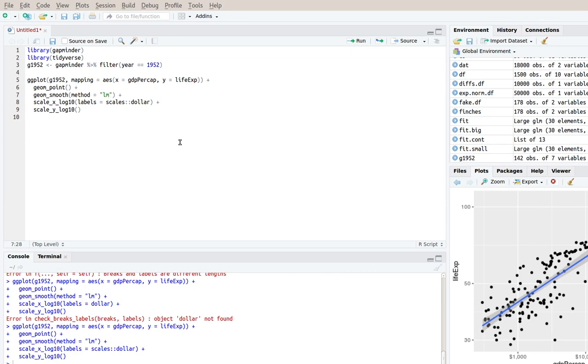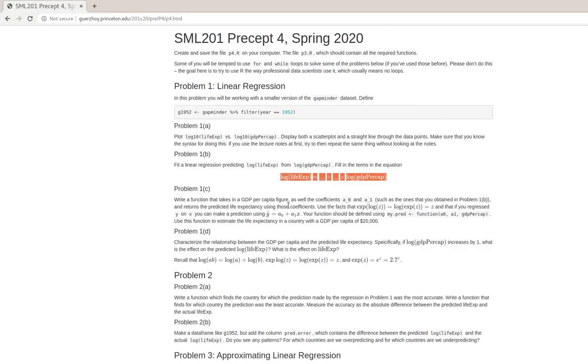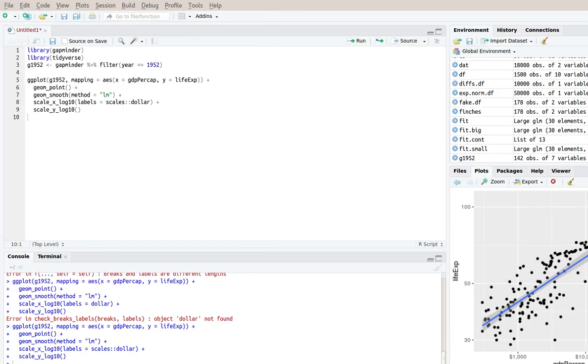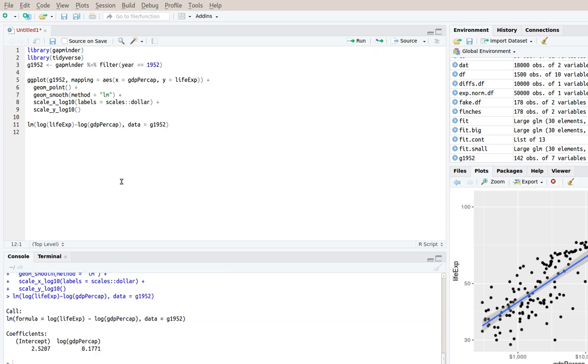So now what we're asked to do is to fill in the blanks for this kind of thing. So this is log like this, so we just assume it's the natural log. What we'll do is we'll try to predict life expectancy from GDP per capita. So we'll say lm log life expectancy, log GDP per capita. So that R knows what we're talking about, we need to specify that life expectancy and GDP per capita are columns of G1952.